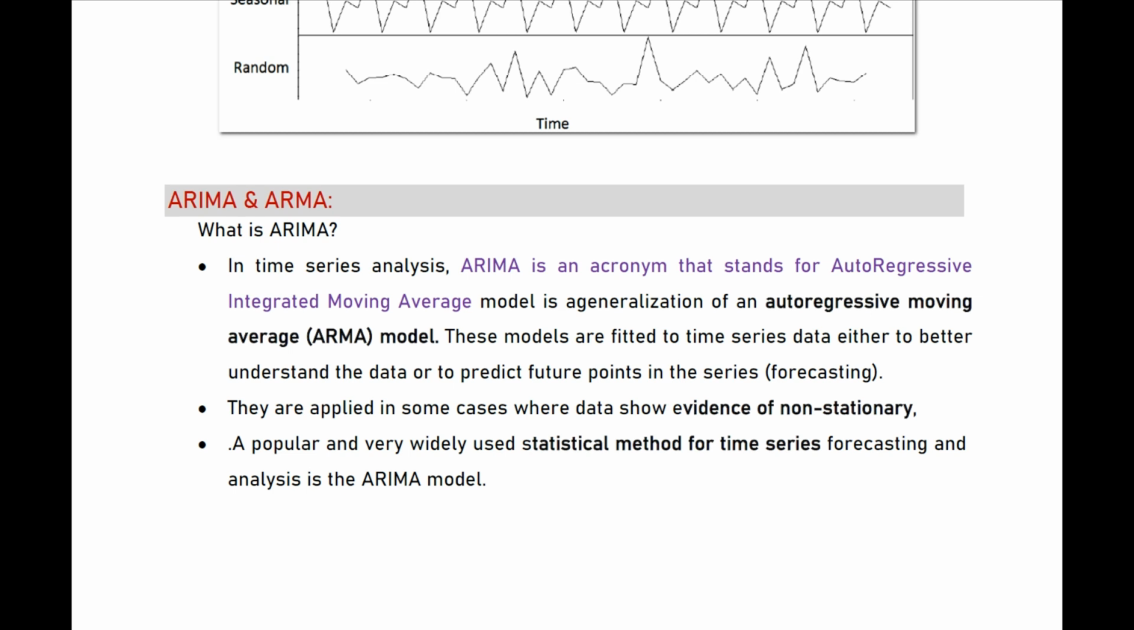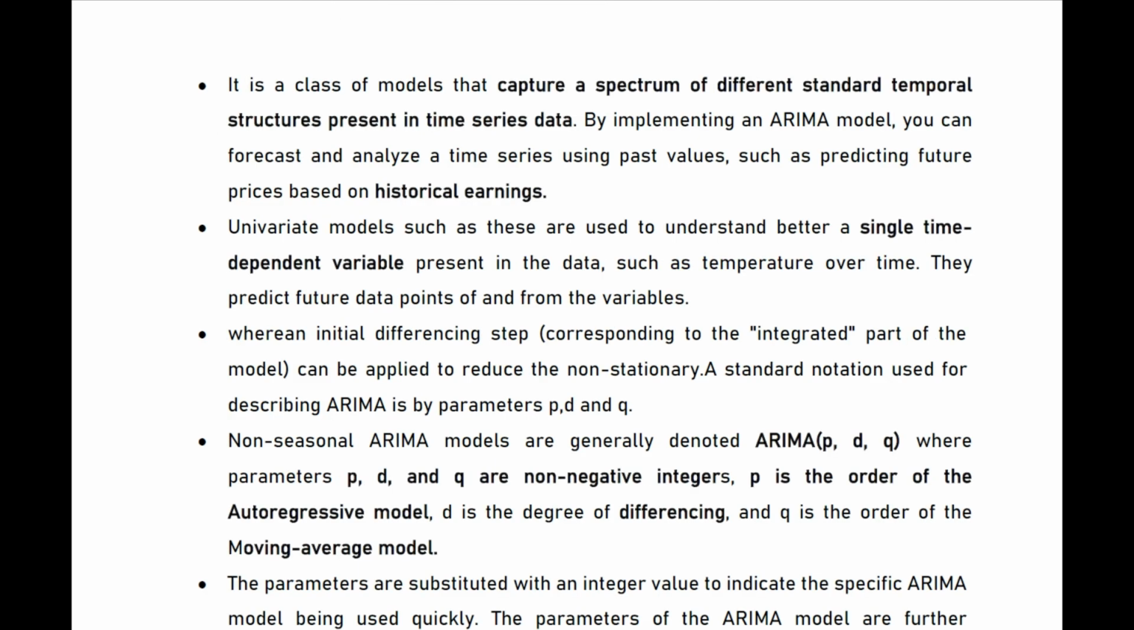This model is fit to time series data for a better understanding and for predicting future points in the series. It is applied where there is evidence of non-stationarity. It is a popular statistical method for time series, applied through the ARIMA model. It is a class of models that captures different standard temporal structures present in time series. Here we apply univariate models, that is, single time-variant methods.